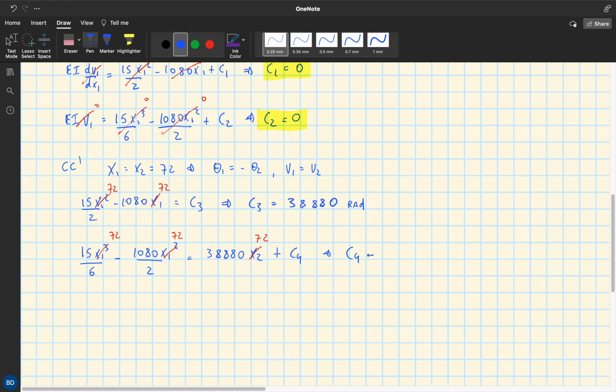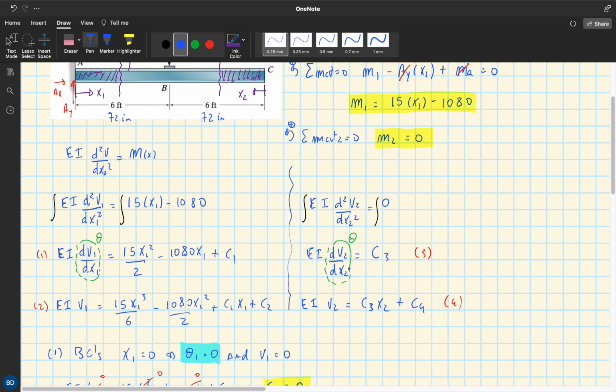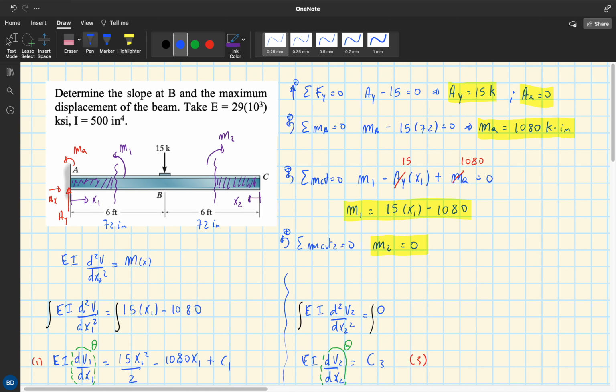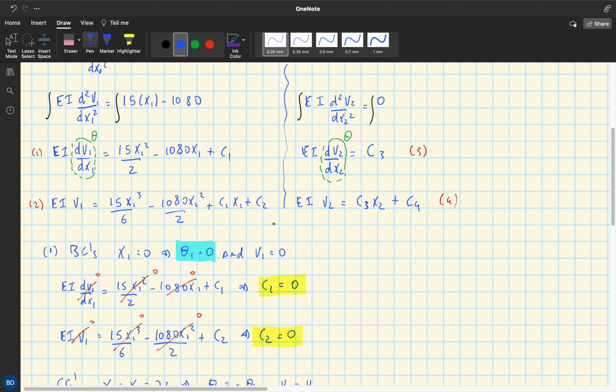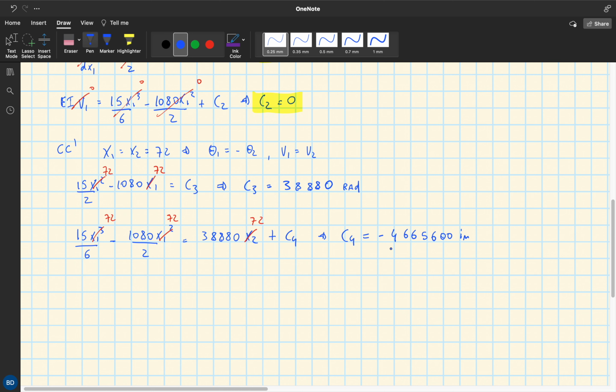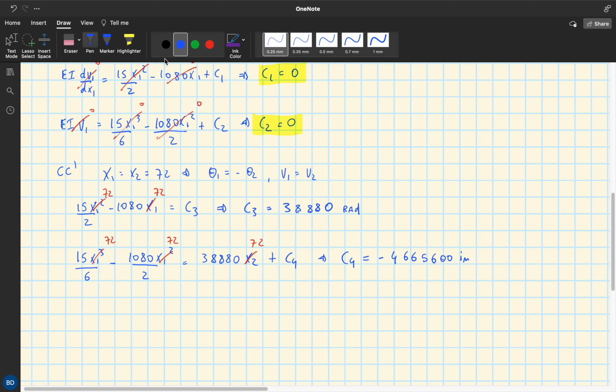And we have that C4 is going to be equal to negative 4665600, and the unit here is going to be inches. The only reason this is displacement is because we have assumed initially going up to be positive, so if it's going down it's going to be negative, and that's why here is going to be negative, right? So we have our third, which is C3, and the fourth equations.